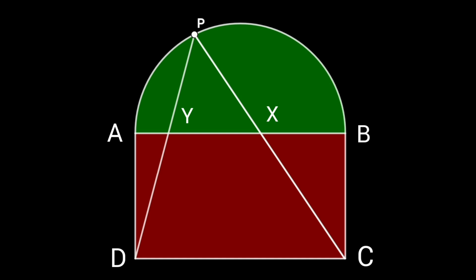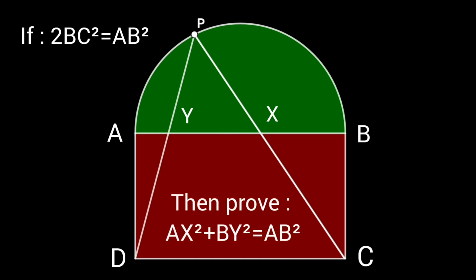Now it has been given that if 2 times BC square is equal to AB square, then prove that AX square plus BY square is equal to AB square. So this is the thing that we need to prove, and Sir Michael Penn used the coordinate geometrical approach to this problem, and I am going to use a plane geometrical approach. So this is Anmol, and now let us see the solution. How can we solve this problem?